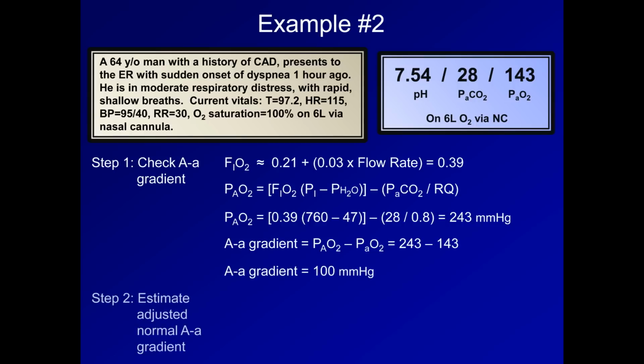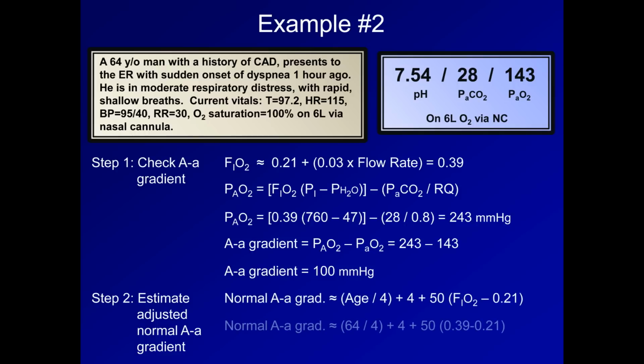Step 2 is to estimate the adjusted normal AA gradient. As we saw before, here is our equation for that. Plug in our numbers and we get a normal AA gradient at this FiO2 of about 29 millimeters of mercury. Since 100 is much greater than 29, this patient can be said to have an elevated AA gradient hypoxemia.